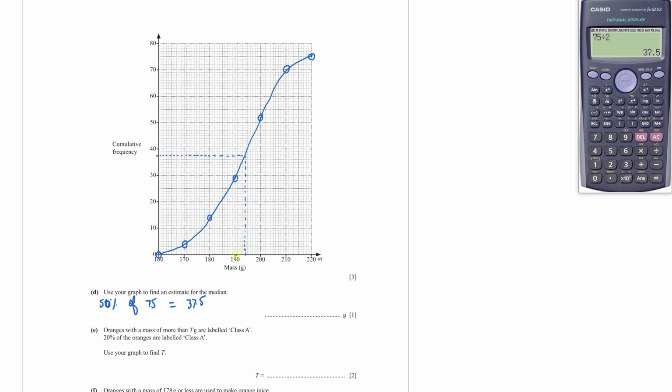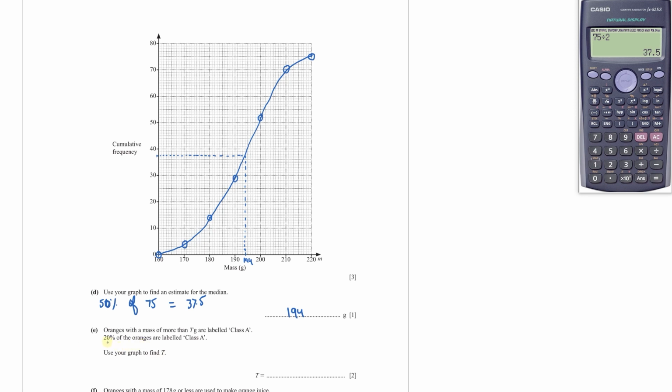So this value here is 191, 2, 3, 4. So this is 194 grams. So your median value is 194. Part E is oranges with a mass of more than t grams are labeled class A. 20% of the oranges are labeled A. Use your graph to find T.